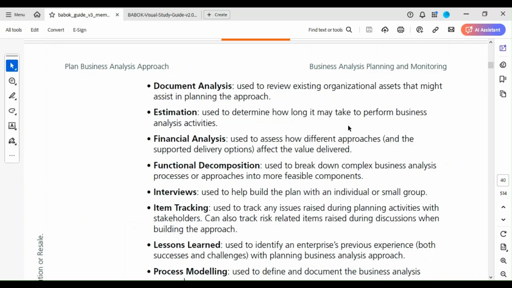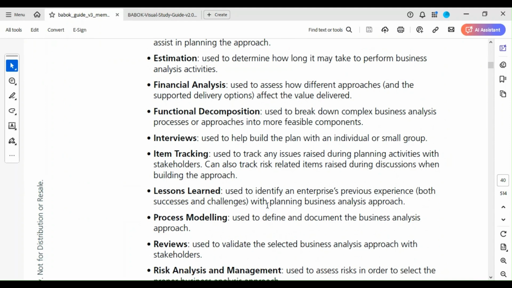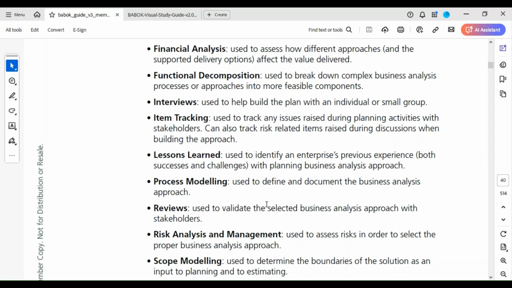Estimation: used to determine how long it may take to perform business analysis activities. Financial analysis: used to assess how different approaches and the supported delivery options affect the value delivered. Functional decomposition: used to break down complex business analysis processes or approaches into more feasible components. Interviews: used to help build a plan with an individual or group, small groups, meeting your stakeholders to interview them.